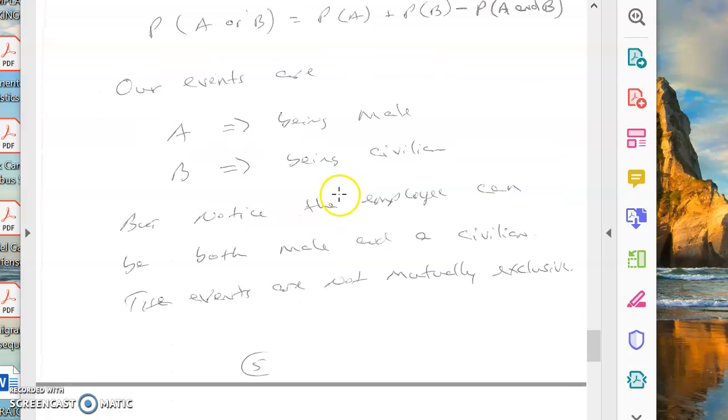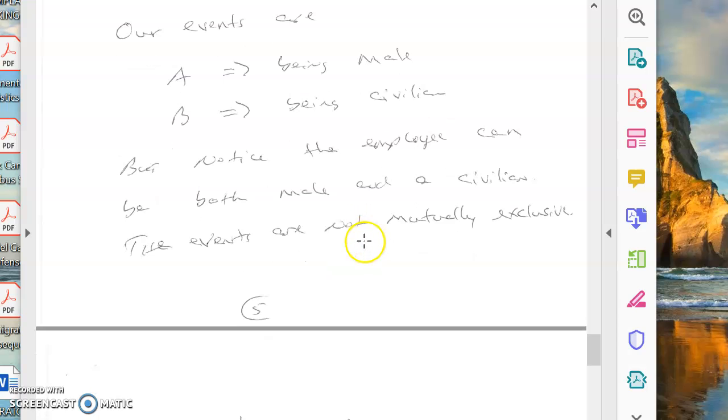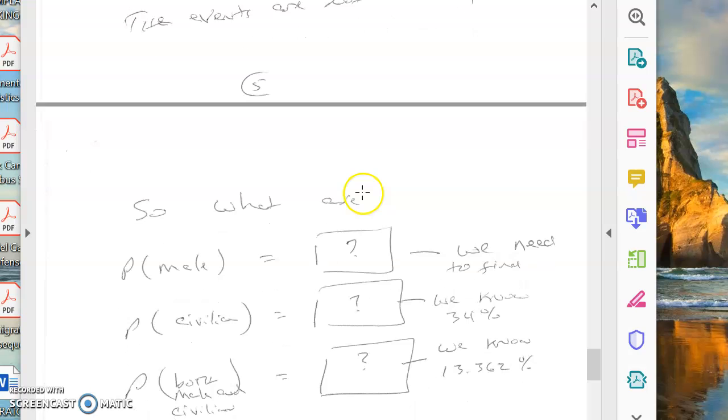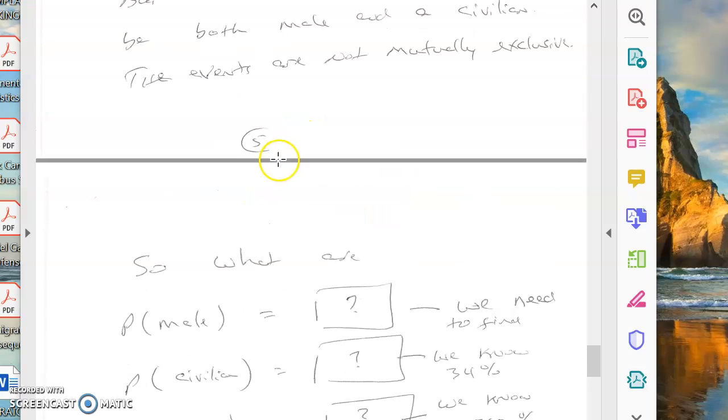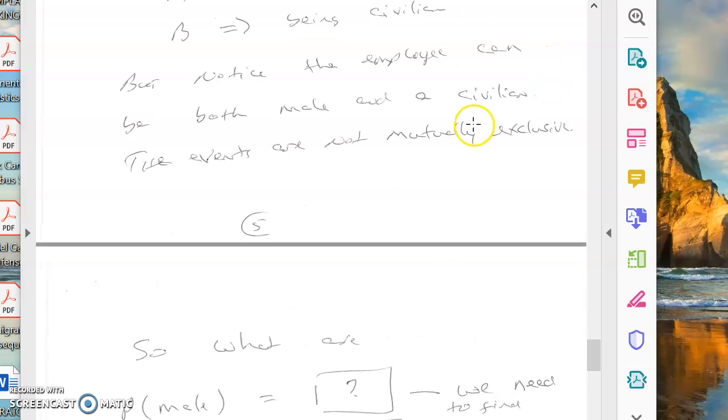Okay? All right. So that's what I say here. The employee can be both male and a civilian. We have to subtract those out. They're not mutually exclusive. We don't want to count them twice. So what do we need here? These are the things we need. We need the probability of male, probability of a civilian, and we need the probability of being male and civilian.